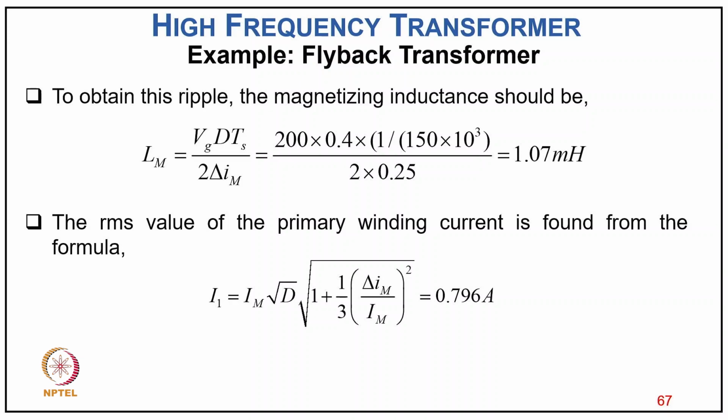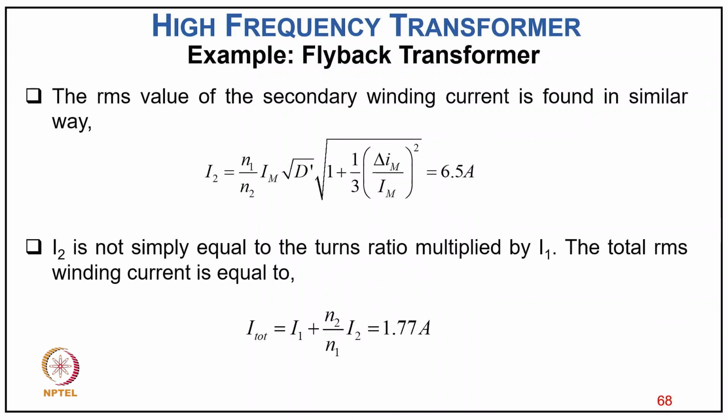So that comes 1.07 millihenry, and the RMS value of primary current is found from the formula I1 equal to Im under root D in bracket 1 plus 1 upon 3 delta Im divided by Im squared. So it comes 0.796 ampere.